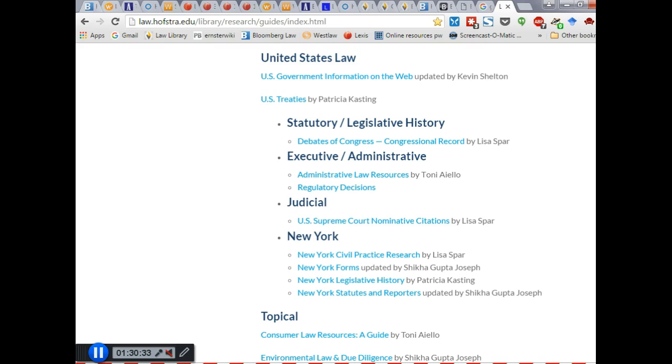Nimmer on Copyright is the leading treatise in copyright law. There are other good treatises too, but Nimmer is the first one that just about any librarian is going to tell you, and any practitioner is going to tell you. So by all means, that's one aspect.